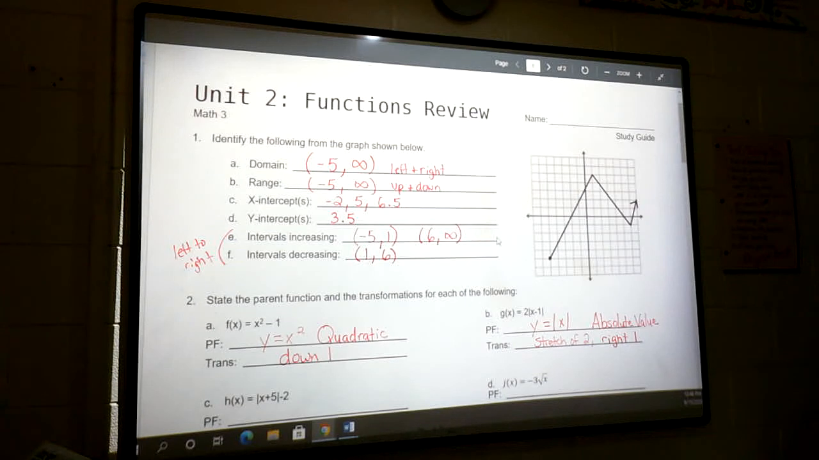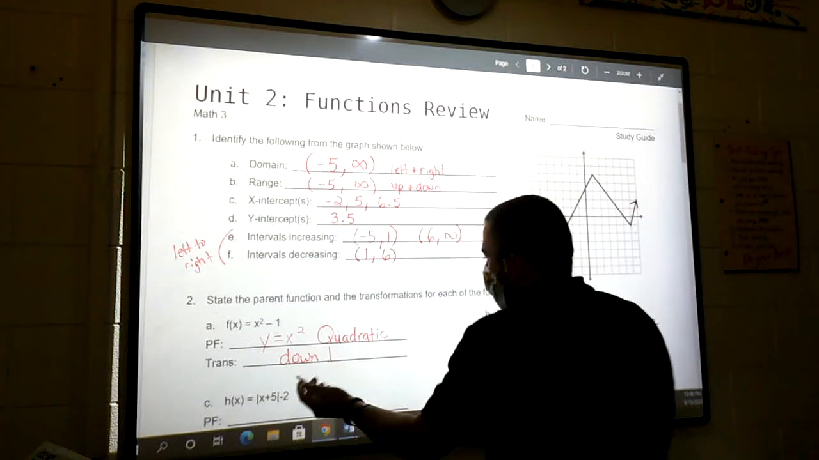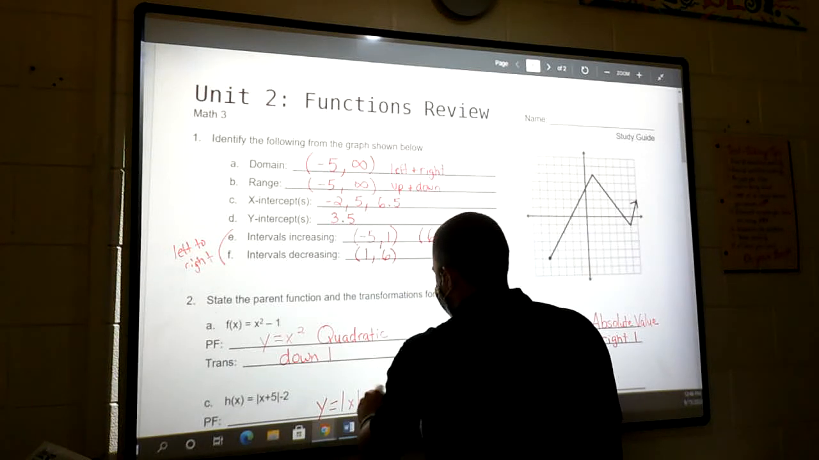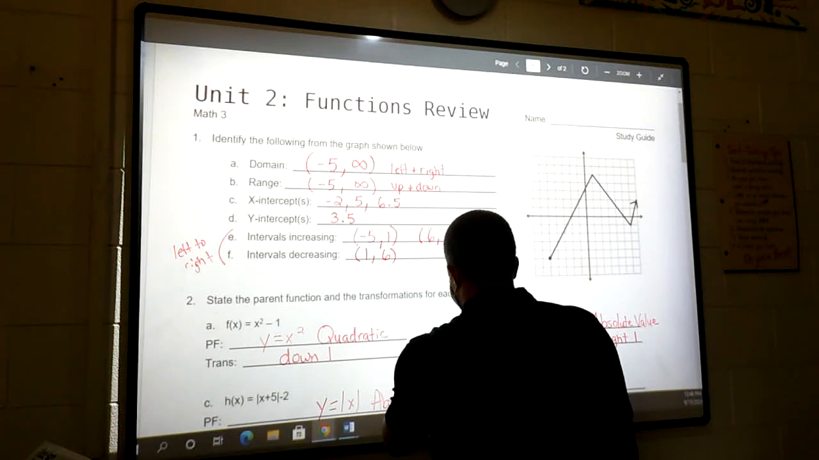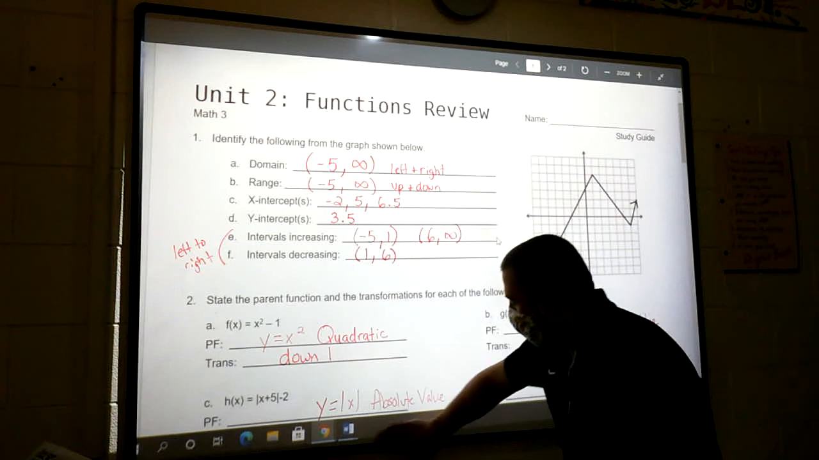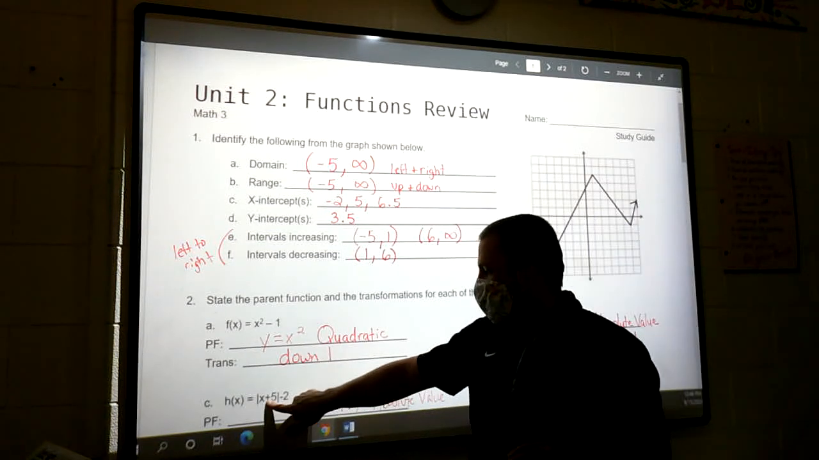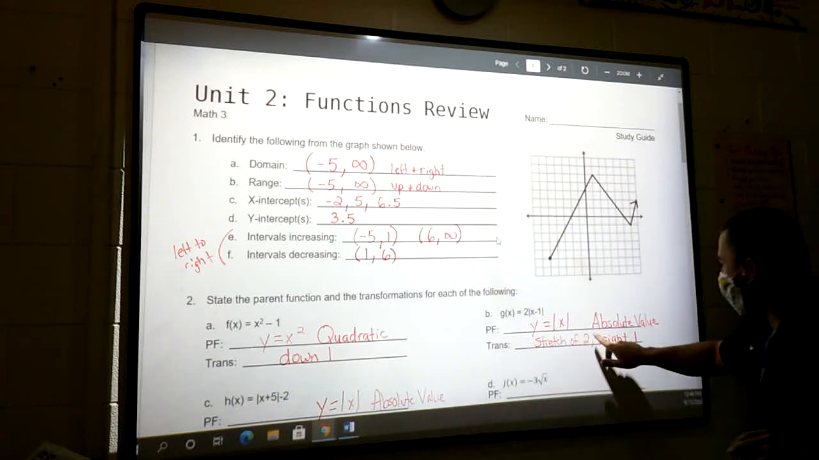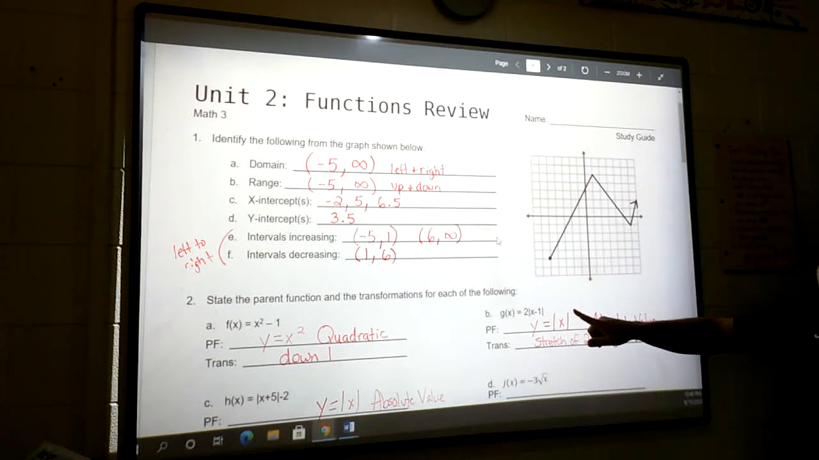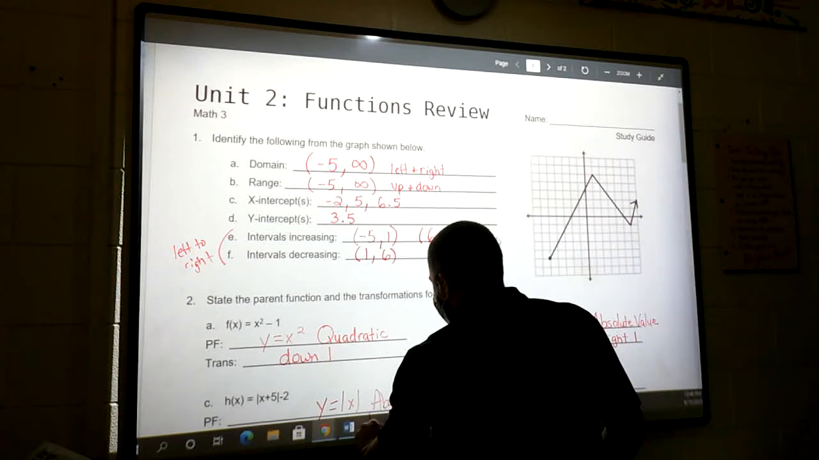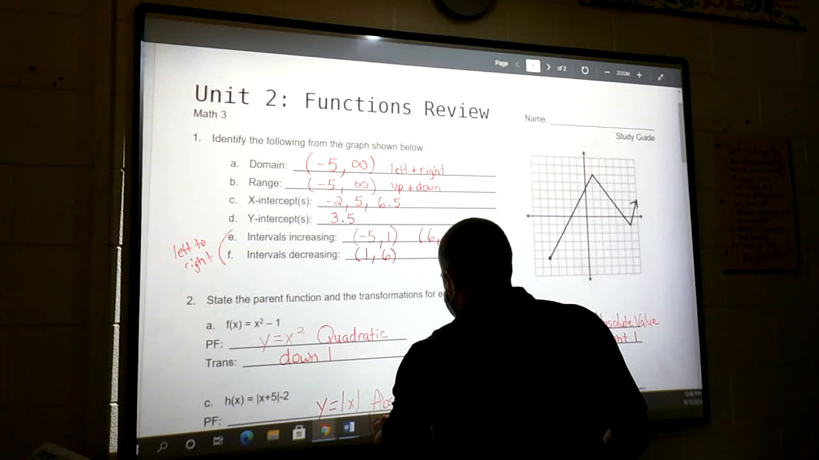Okay? So we get to the next one. The parent function of the next one is still the absolute value of x. It's absolute value, so it's still absolute value. And we want to know, how does it move? Okay? So if we want to know how it moves, it's moving by adding on the inside. Well, if you subtract on the inside, you move to the right. So if you add on the inside, you have to move to the left. So the transformation is going to have to be left by 5.